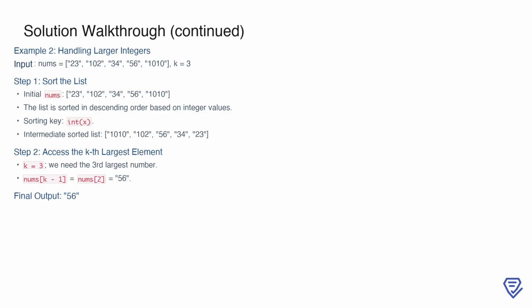After sorting, we can directly access the kth largest element. With k equal to 3, we look at index k-1, which is index 2, and find the value 56. Thus, the final output for this example is 56.